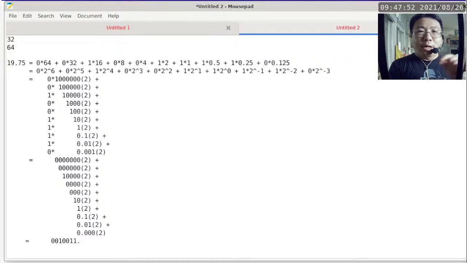So now we move on to 2 to the power of negative 1. Yes, we got one of those. 2 to the power of negative 2. Yep, we got one of those. And what about 2 to the power of negative 3? We got 0 of those. That is my binary number.